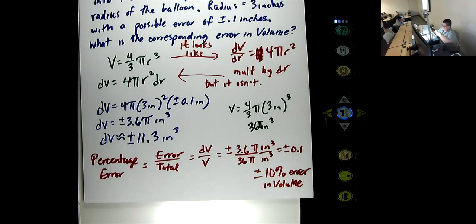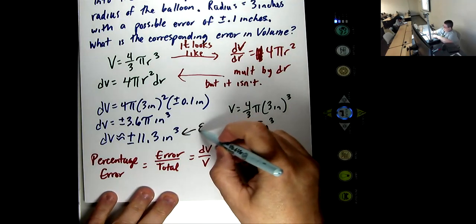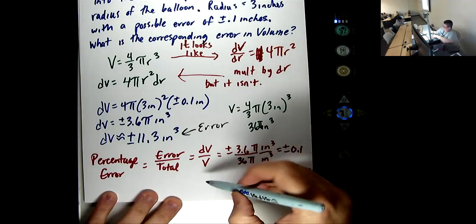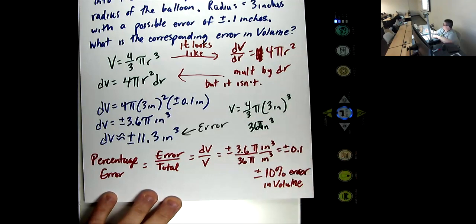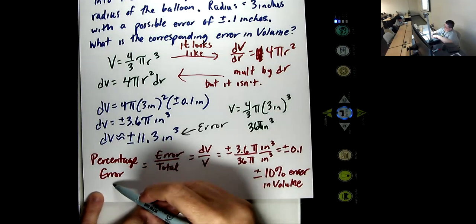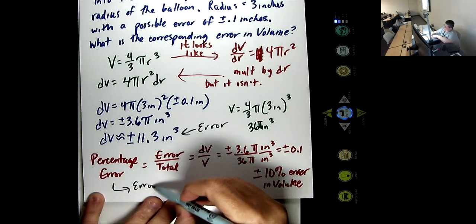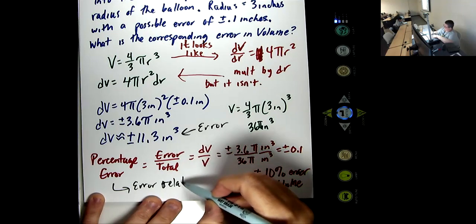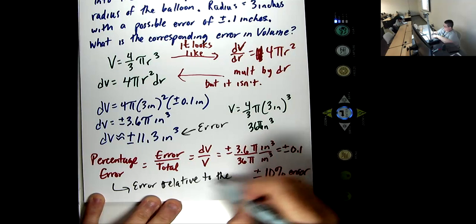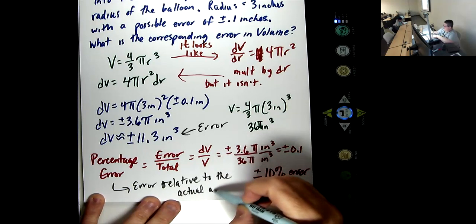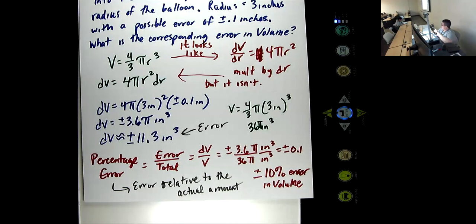So this is the error, but what does that mean? If it's a big balloon, how much water is actually in the balloon? Is it a lot of water? Is it a big error rate? Is it a small error rate? So when we do percentage error, this is the error relative to the actual amount. That way we can get an idea of whether this is a big error.